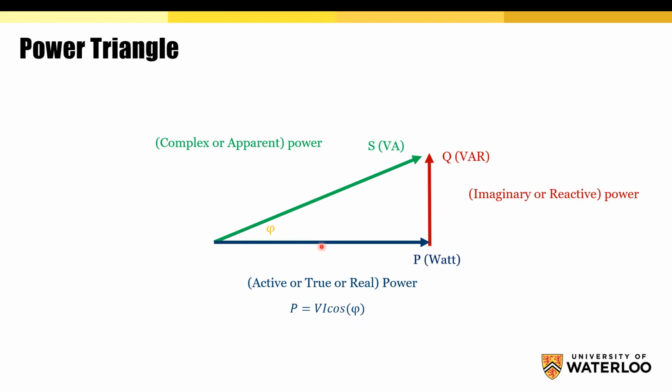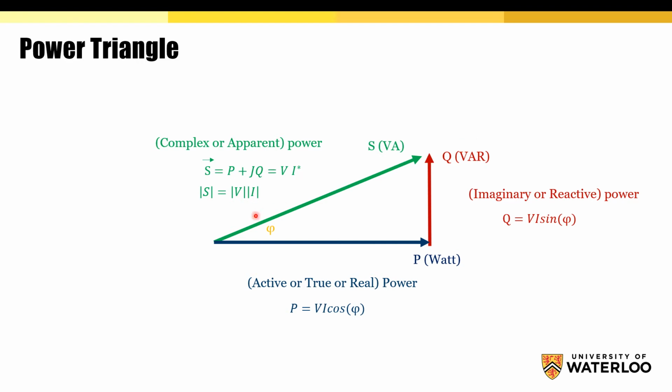So for the active power, it's equal to VI cosine phi. Be careful here because the voltage and the current are only the magnitude, not the angle. So it's just the magnitude. The reactive power is equal to VI sine phi. And the complex power here is equal to P plus jQ, or it's equal to V times I conjugate.